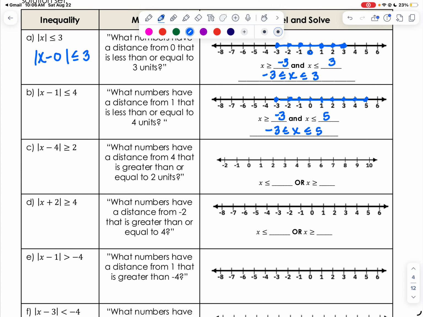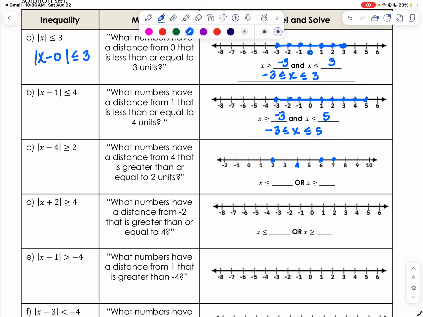Absolute value of x minus 4 is greater than or equal to 2. This literally means what numbers have a distance from 4 that's greater than or equal to 2 units. So here's the number 4. If I count out 2 units, put a dot, and then count to the left 2 units and put a dot, I want numbers that have a distance that's greater than or equal to 2 units.